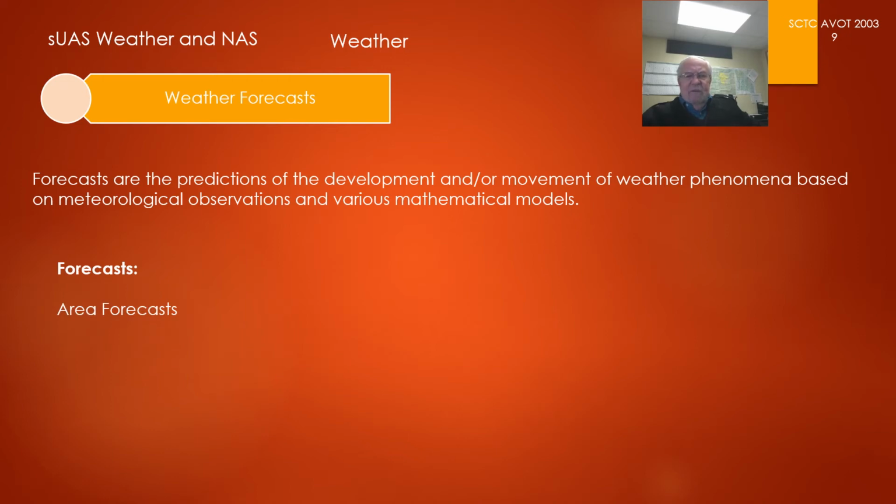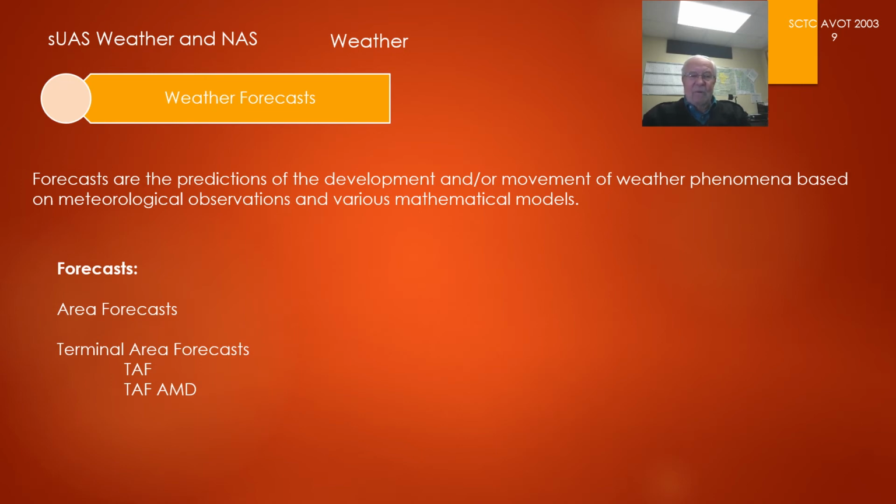So we have area forecast. We just talked about that. And we have terminal area forecast. TAF is for terminal area forecast. We have different, not really different kinds, but the terminal area forecast is designated TAF. But we have TAF amended.